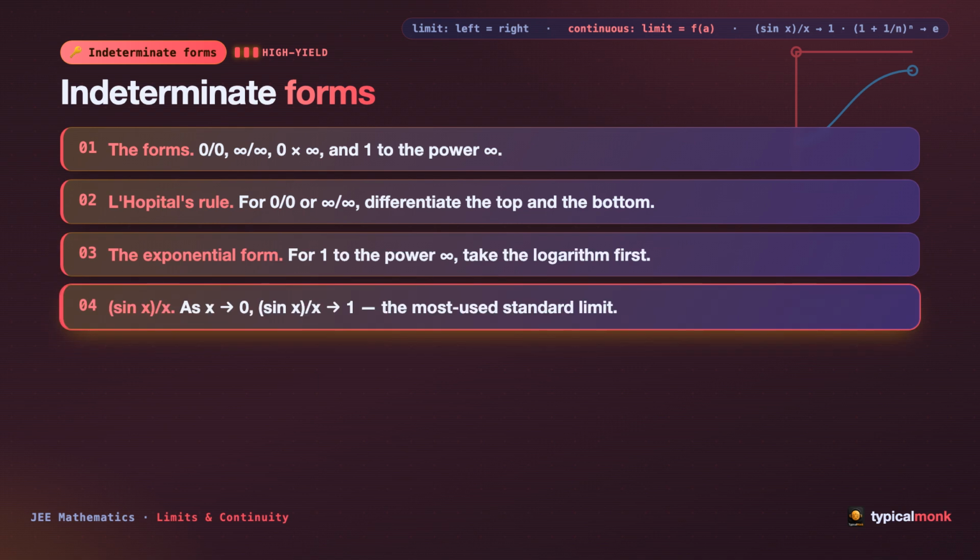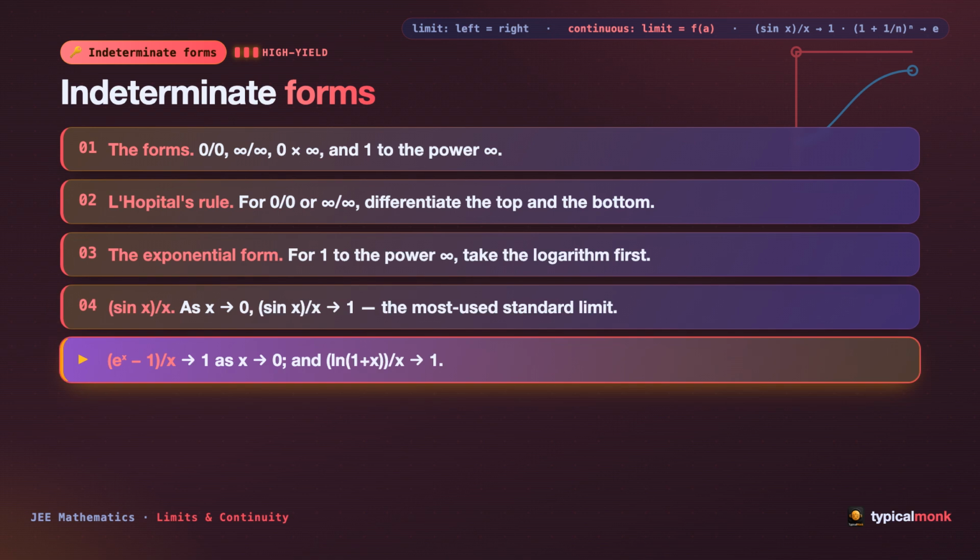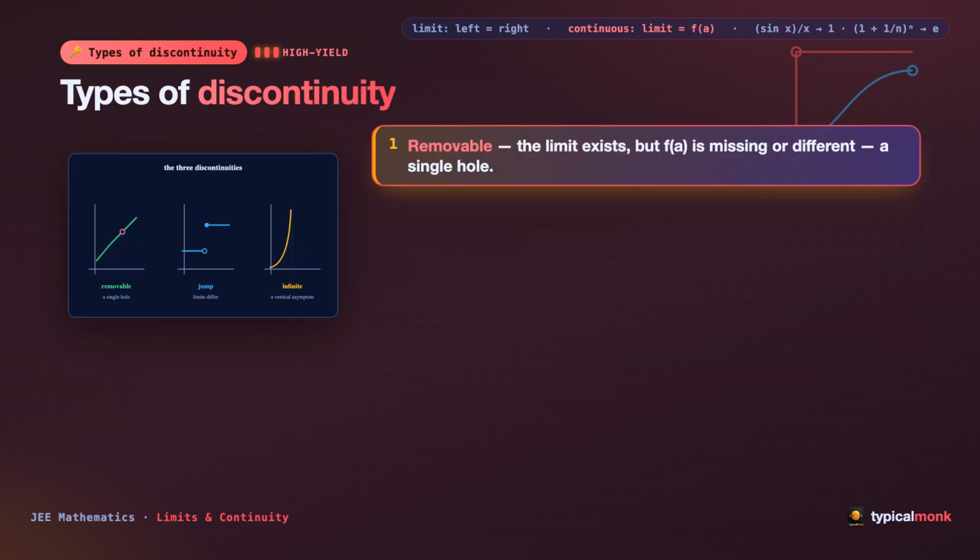Sine x over x. As x tends to 0, sine x over x tends to 1, the most used standard limit of all. And e to the x minus 1 over x tends to 1, as does the natural log of 1 plus x over x. Now look at the picture.